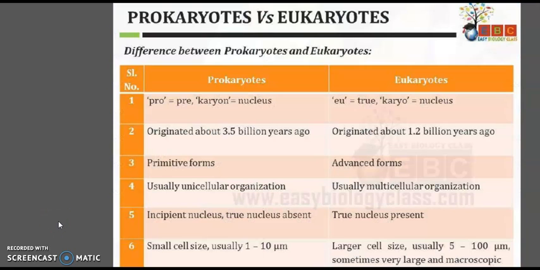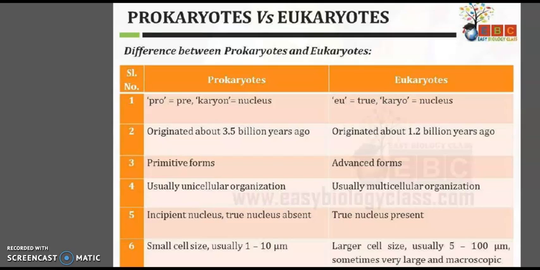Now let's see the major differences between prokaryotes and eukaryotes. As mentioned before, the term pro means pre or before, and eu means true, and karyon means nucleus or nut. Prokaryotes originated about 3.5 billion years ago and eukaryotes originated about 1.2 billion years ago. The prokaryotes are the primitive forms, whereas the eukaryotes are the advanced forms.